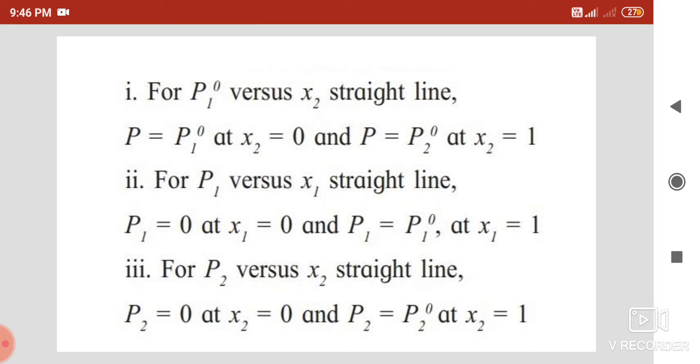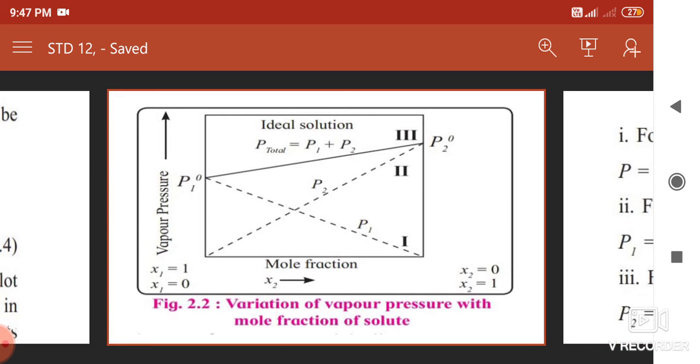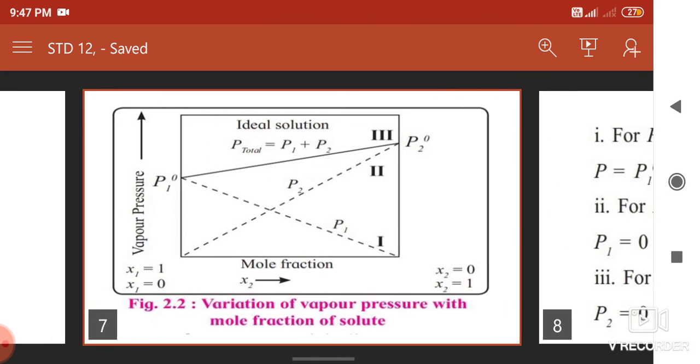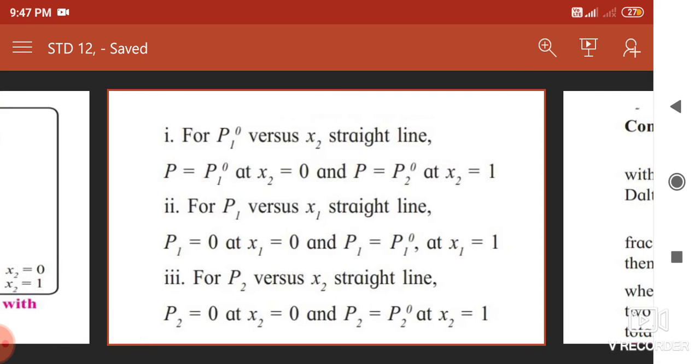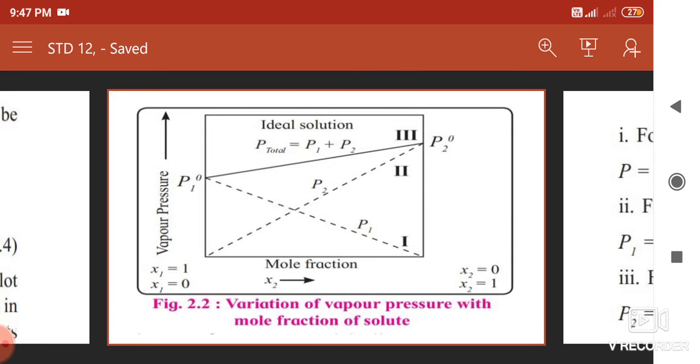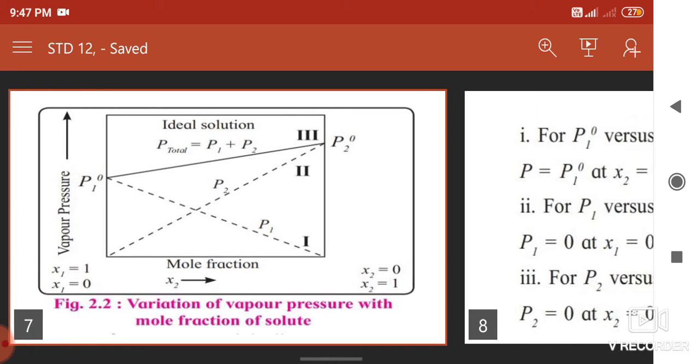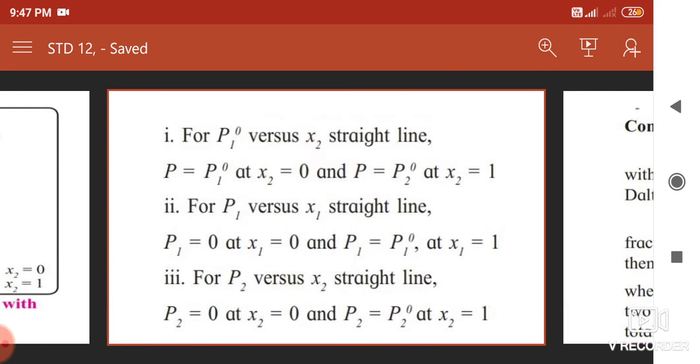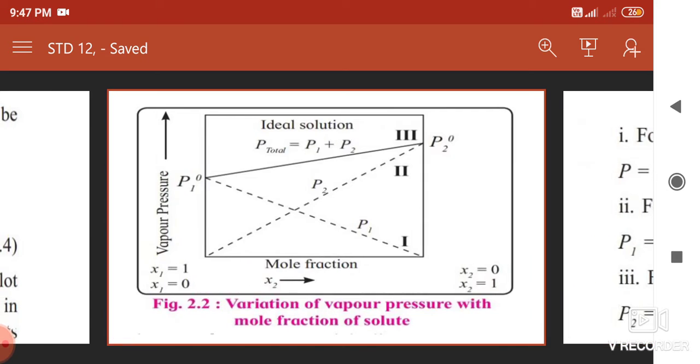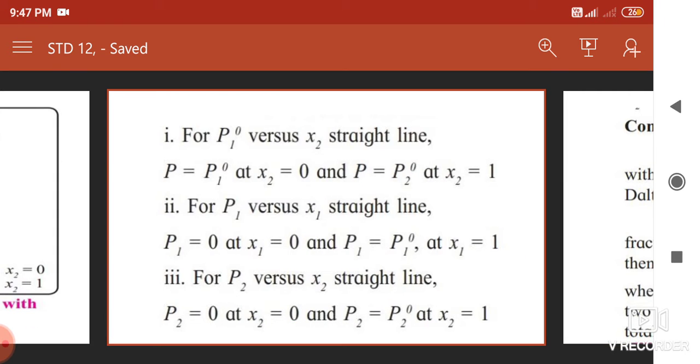Now see the graph and understand it. For the P versus X2 straight line, P is equal to P1⁰ when X2 is equal to 0, and P is equal to P2⁰ when X2 is equal to 1. You can see in the graph, if you put X2 equal to 0, we get P equals P1⁰, and if you put X2 equal to 1, we get P equals P2⁰.